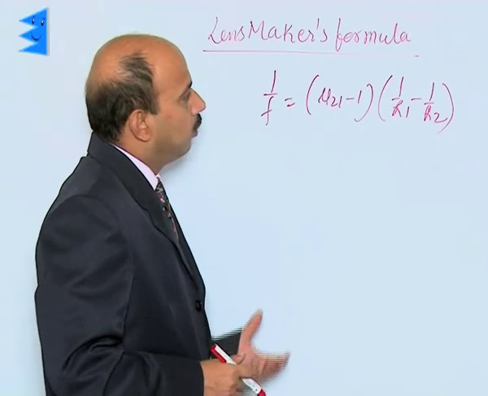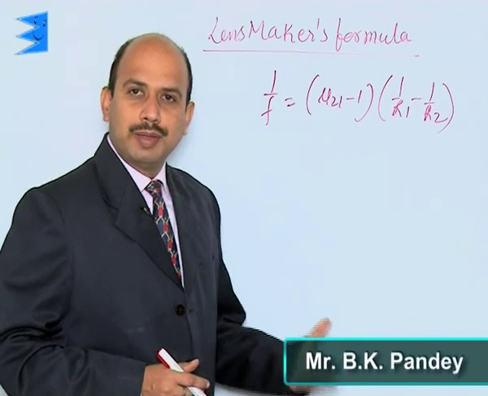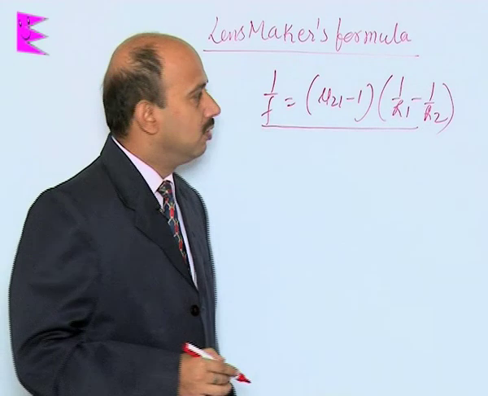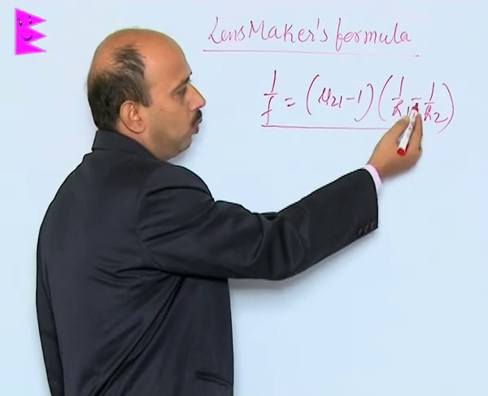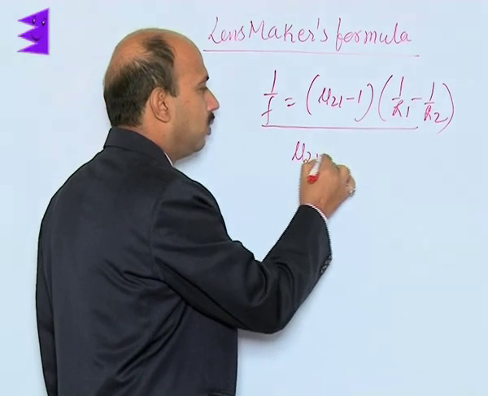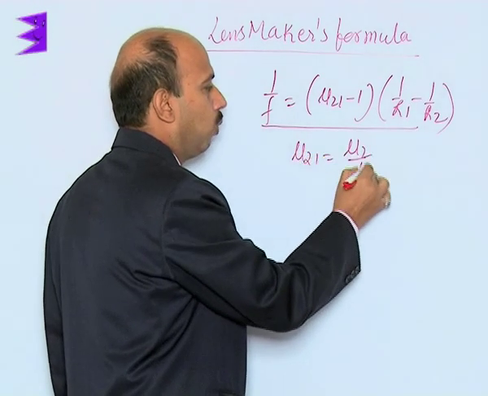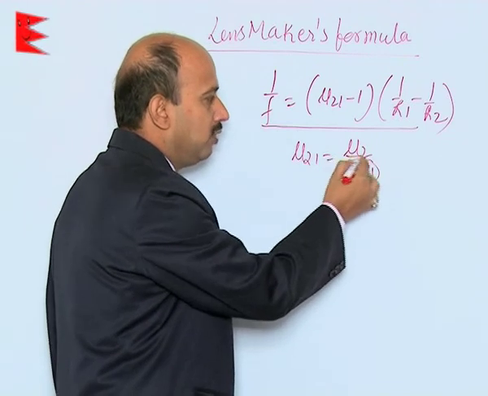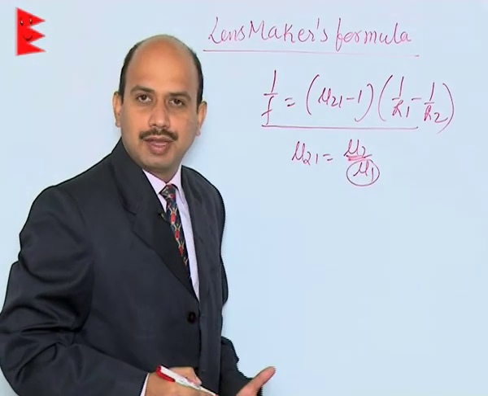Now, see here, we have derived the lens maker formula for the convex lens and this formula has come out to be 1 upon f is equal to mu21 minus 1 into 1 upon R1 minus 1 upon R2, and mu21 is equal to mu2 upon mu1. Mu1 is the refractive index of the surrounding and mu2 is the refractive index of the material of the lens.